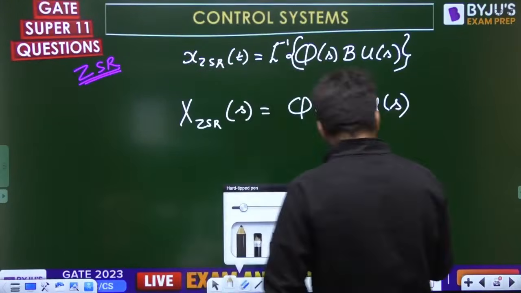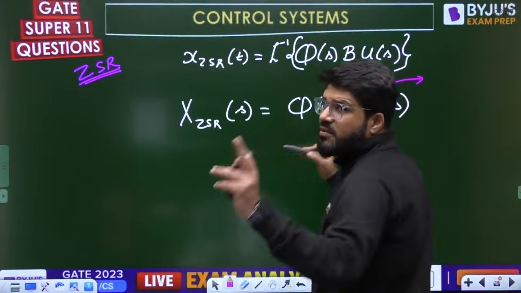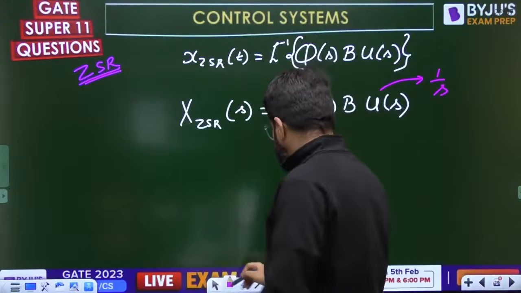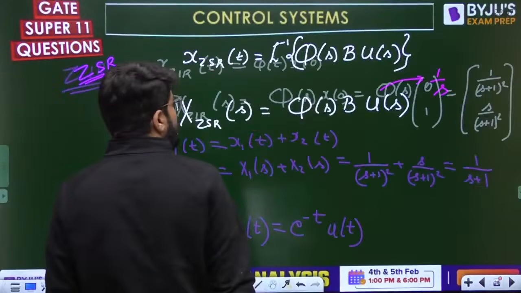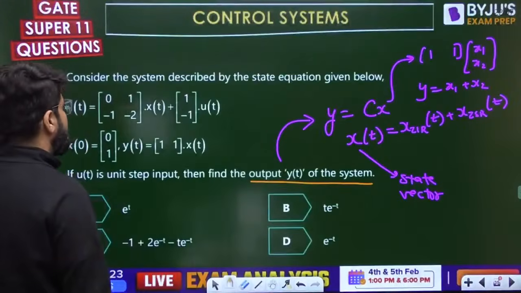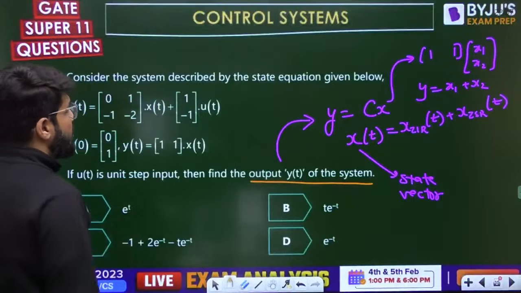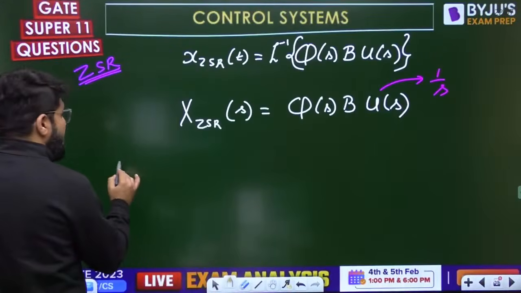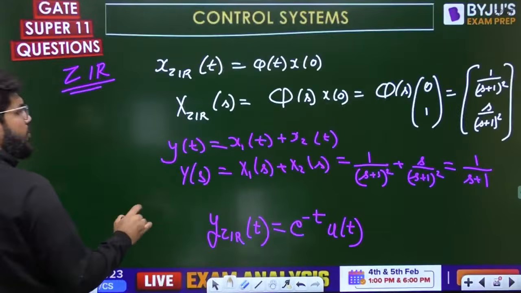Sir, what is the U of s? U of s is the Laplace transform of the input, where input is given to be unit step. Pay attention. Input is given to be the unit step. Okay. What is the B? B is 1 minus 1. Okay, so we have to multiply this by 1 minus 1. Maybe a little bit of calculation, no problem.